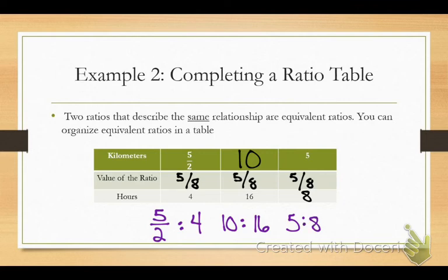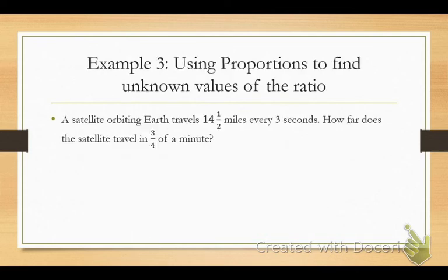And all of these ratios are equivalent ratios. Why? Because they all have the same value. All right, one problem on your homework tonight is like this. It's number 20 on your homework. You are going to use a proportion, which is two ratios equal to each other, to solve for the unknown value.